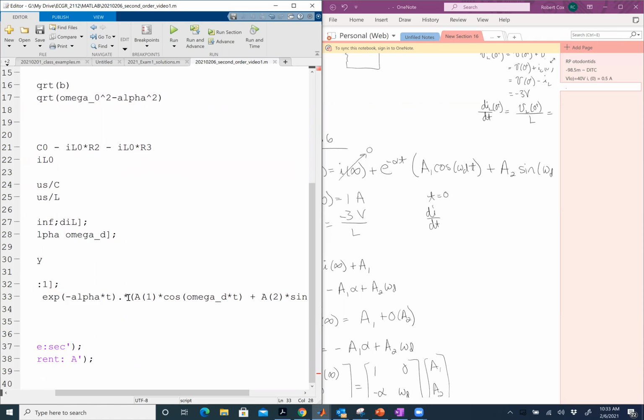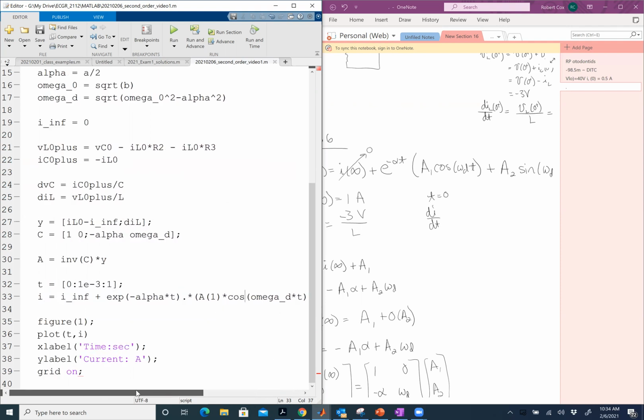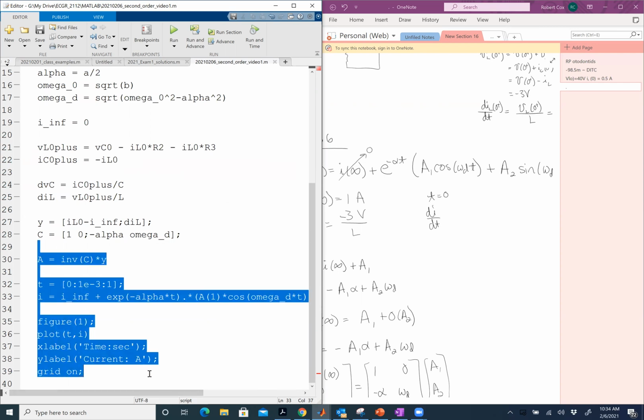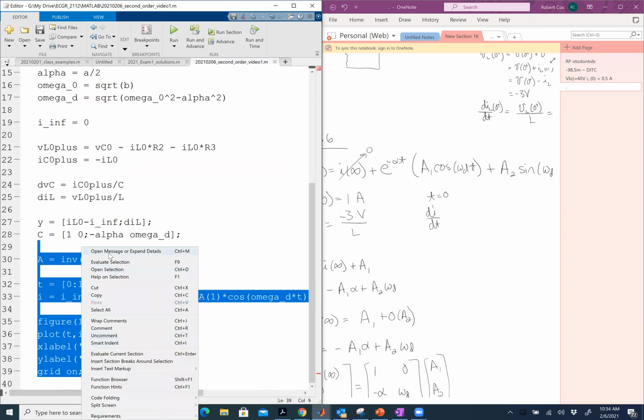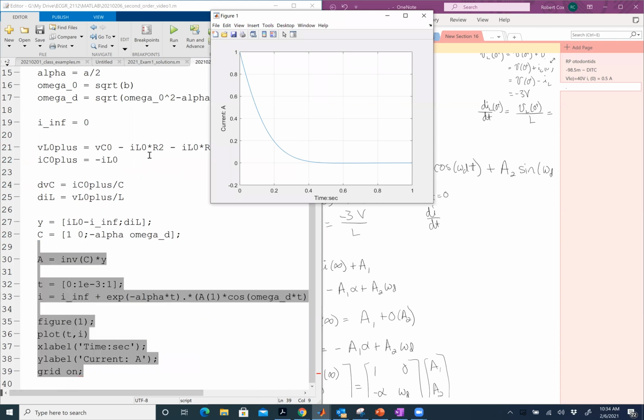So again, you don't need to know all the details of that, but essentially in this particular case, if you look at what I gave you, again, I will never ask you to do anything in MATLAB that I haven't already given you. There's a dot multiply here, dot multiply, and then I have a of 1 times cosine omega dt plus a of 2 times sine omega dt, right? So what I'm going to do is take that whole thing and run that now. And there it is. All right.